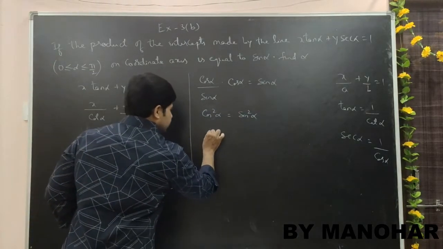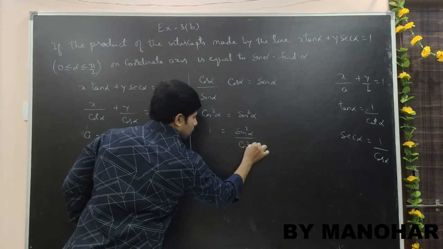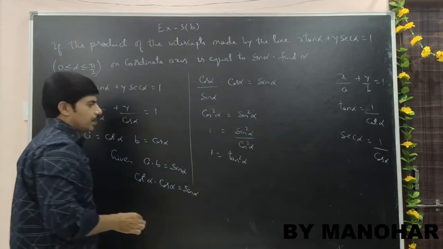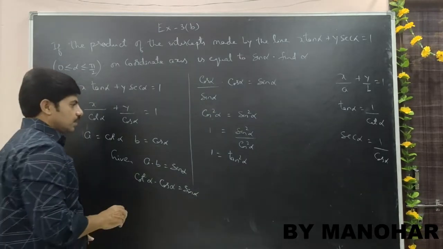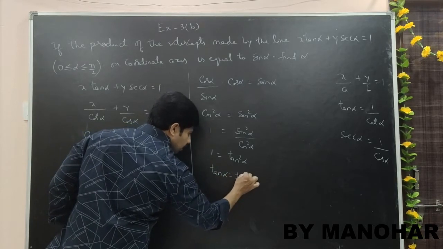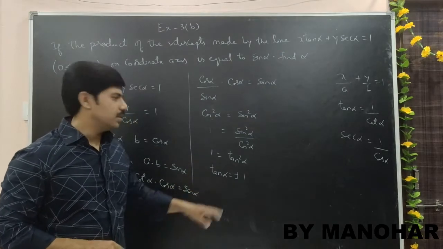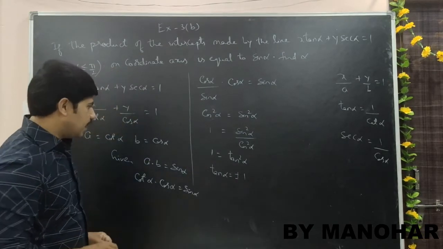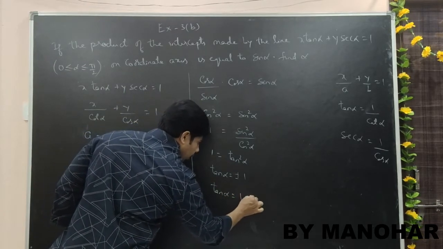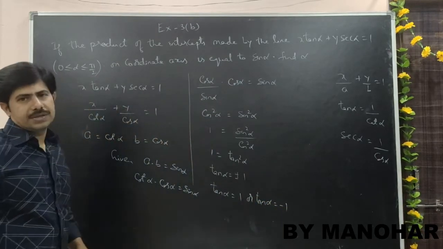Now 1 is equal to sin square alpha by cos square alpha. 1 is equal to tan square alpha. Okay, 1 is equal to tan square alpha. So tan alpha is equal to, we get plus or minus 1, because under root of plus or minus 1, that is nothing but plus or minus 1. Then we get tan alpha is equal to 1 or tan alpha is equal to minus 1.